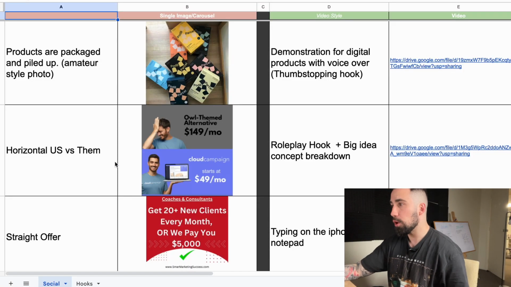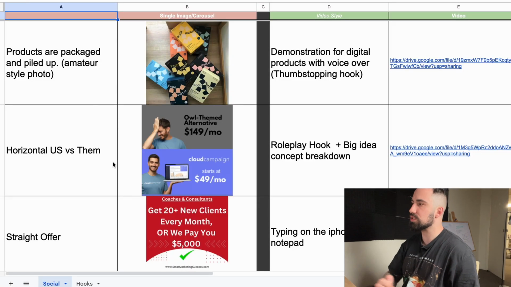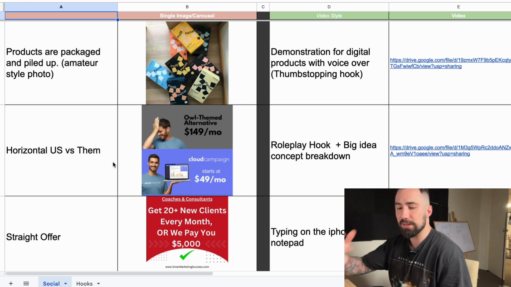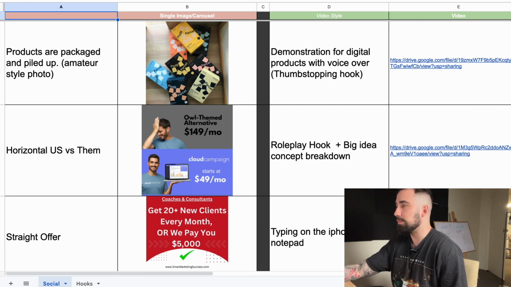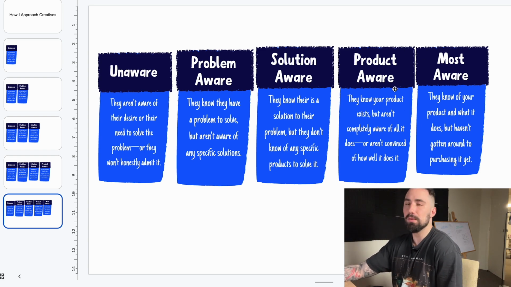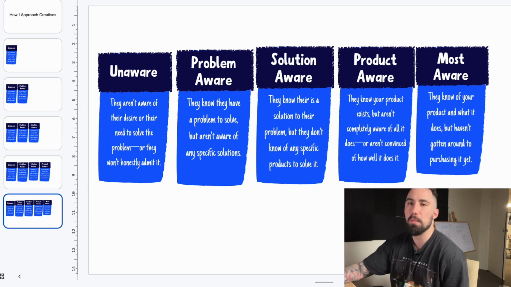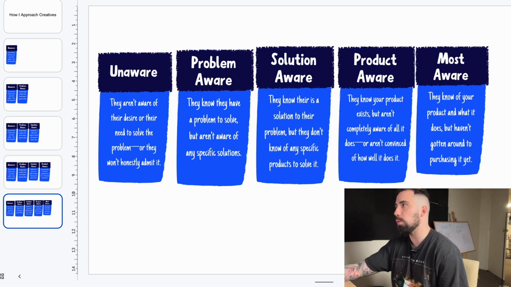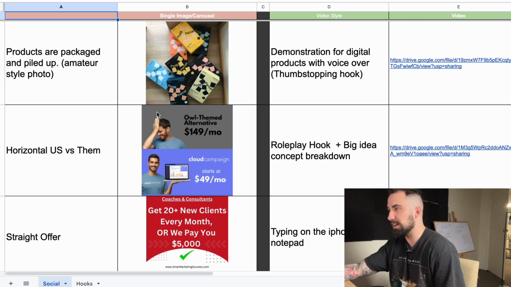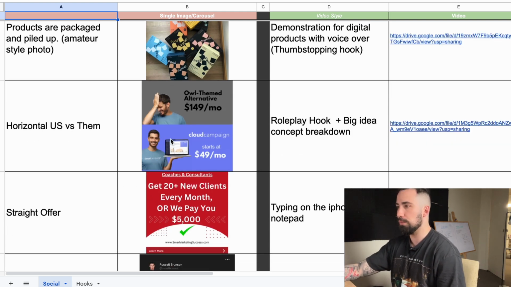Here we have, secondly, horizontal us versus them. Us versus them creatives are all over the place. They still do work, because the first thing people have in their mind is why I should buy this from you and not from my competitor. If they think that, they definitely have a problem, they definitely know a solution, and they know your product offers that solution, but they're not sure if they should buy from you, right? They're not most aware. They're not about to buy. So they're thinking, why should I buy from you? They're going to ask that question. And inherently, how this creative style came about is actually answering that. Why should I buy from you? This is cheap, so on and so forth.